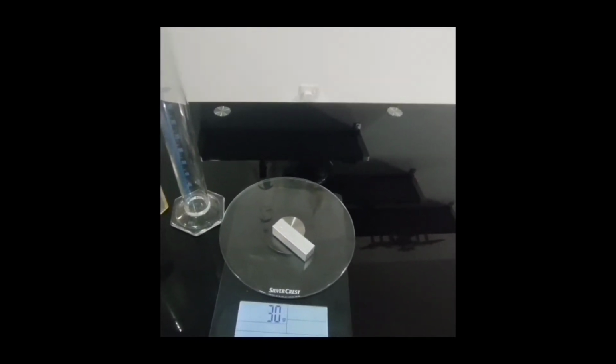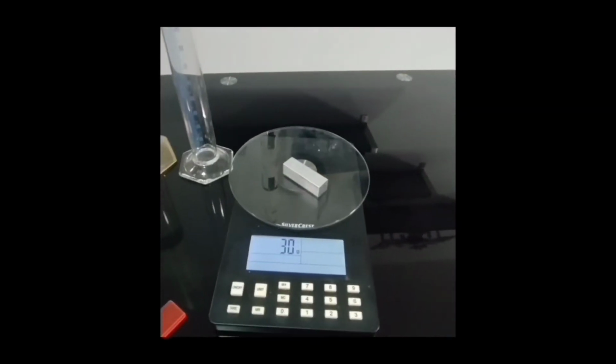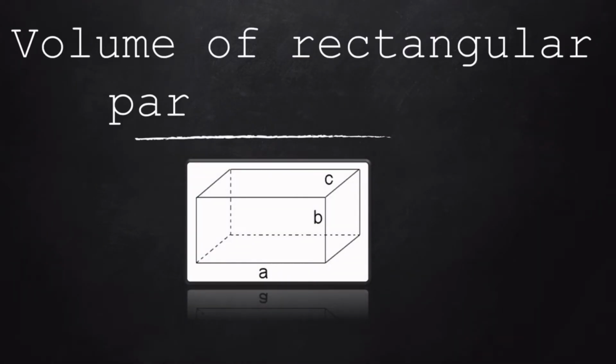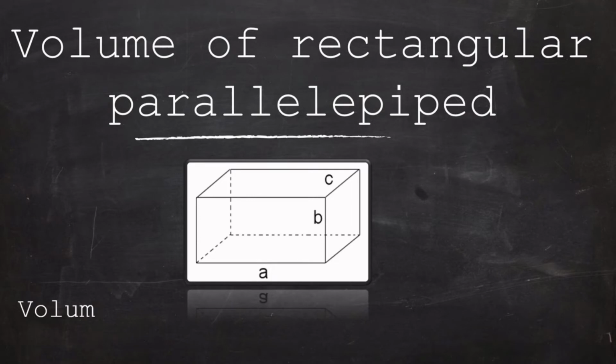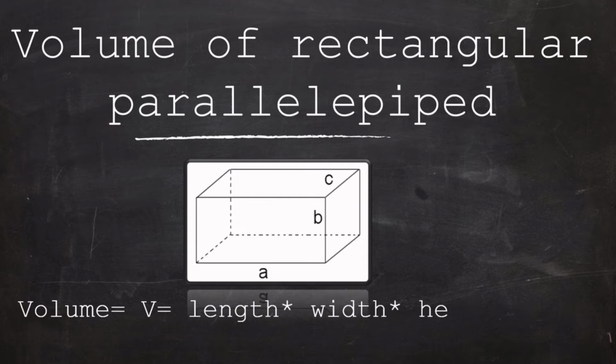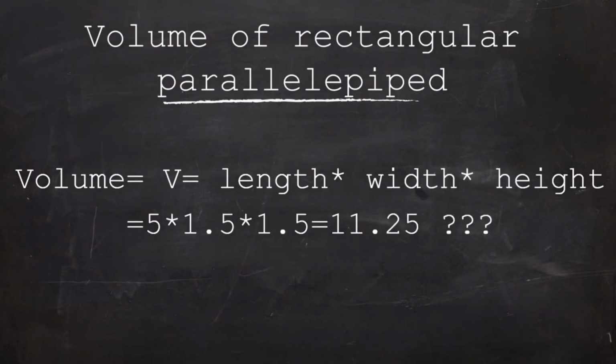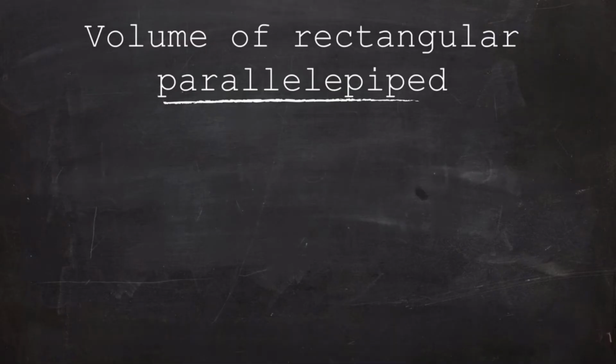To calculate density, we also need to calculate the volume of the object. The volume of a rectangular parallelepiped can be defined as the product of length multiplied by width multiplied by height. This object is 5 cm long, 1.5 cm wide, and 1.5 cm in height. So, its volume is 11.25. What is the unit of measurement though?